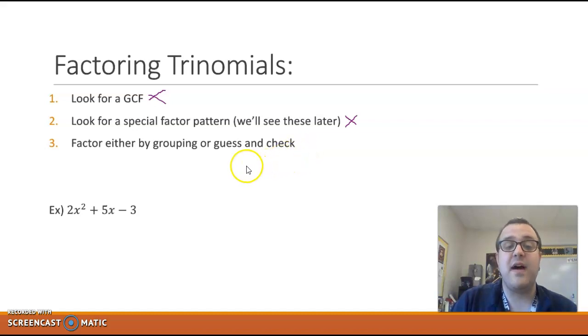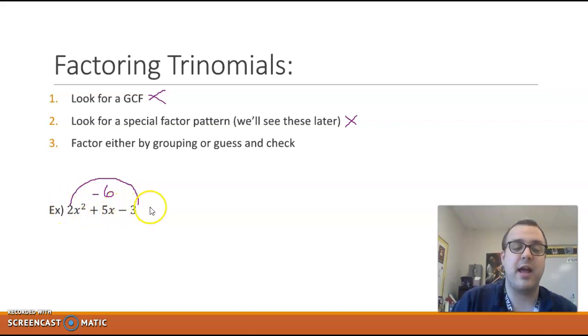Just as a quick review of how to factor by grouping, what you're going to do is first look at your first term and your last term, multiply those two together, and write down what that is. In this case, that's negative 6. We're going to ignore the x's for right now. Really only the coefficient and the constant matter here, okay?